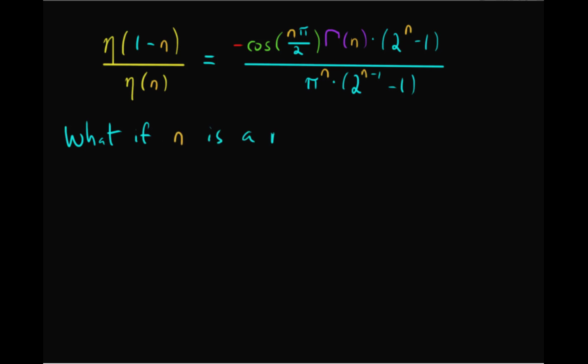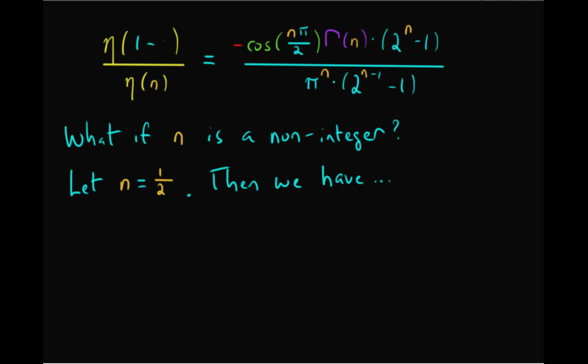So now I'd like to ask, again, in the spirit of testing the generality of this functional equation, what if n is a non-integer? Well, to start with perhaps the simplest case, let's let n equal 1/2. Then we would have, substituting the value 1/2 for n into the functional equation above, eta of 1 minus 1/2 over eta of 1/2 equals negative cosine of 1/2 pi divided by 2 times gamma of 1/2 times (2 to the power of 1/2 minus 1), all over pi to the 1/2 times (2 to the 1/2 minus 1).